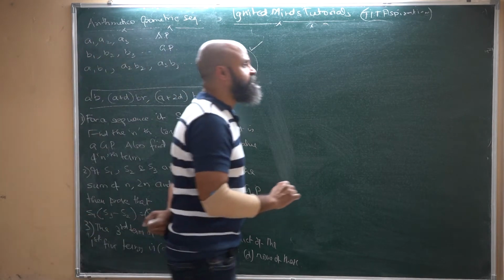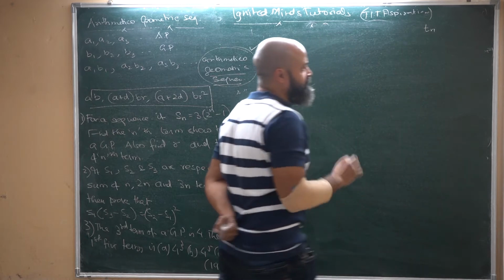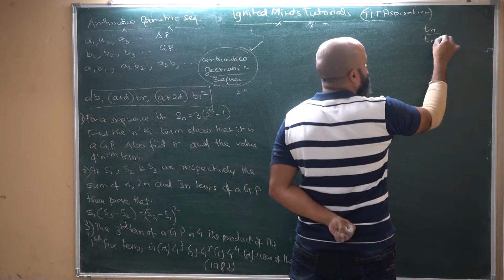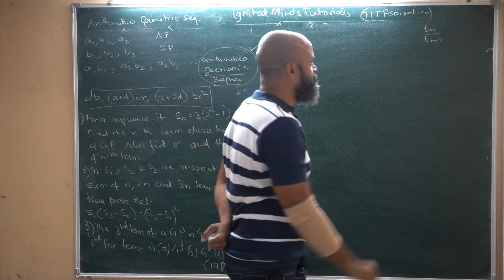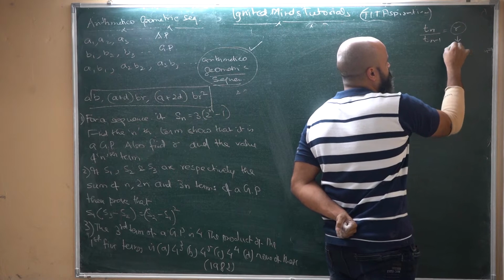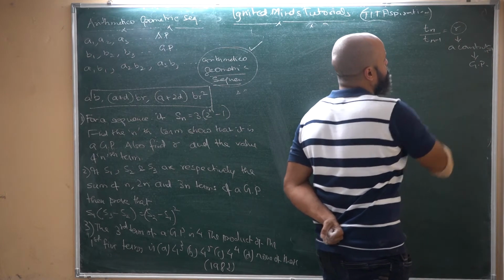Now what is the logic that is going to get involved here? We have to find out the nth term. The reason is that if we divide the nth term by its preceding term, we will get a common ratio, and if this happens to be a constant, then this is a GP. This is the thing that we have to prove.